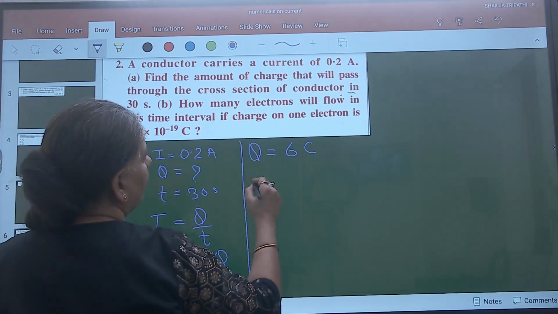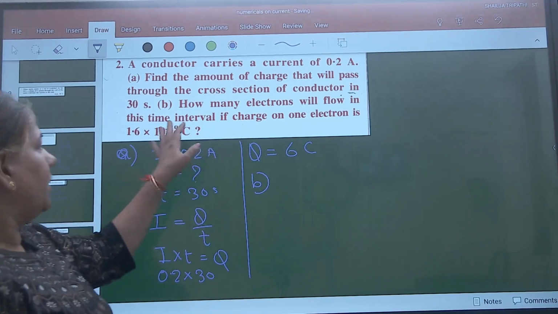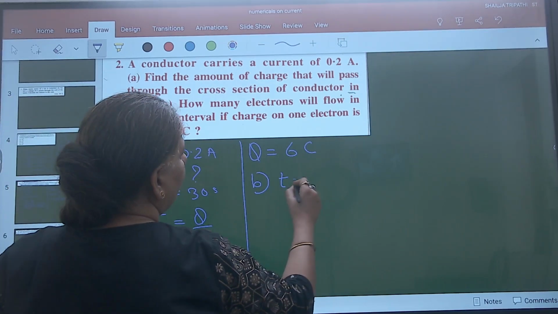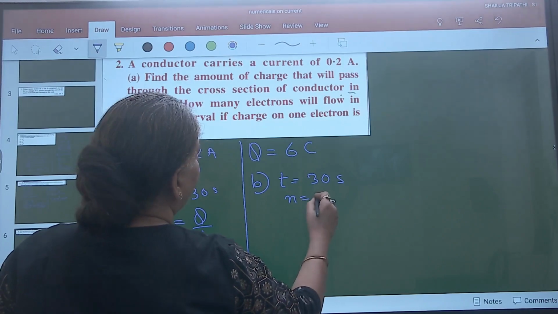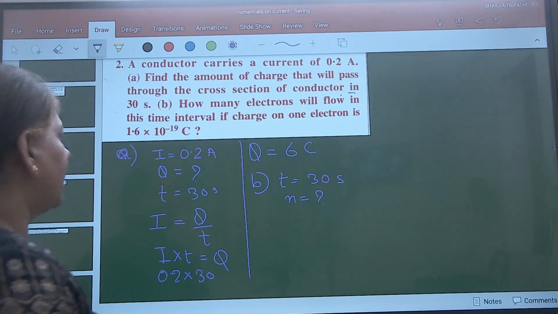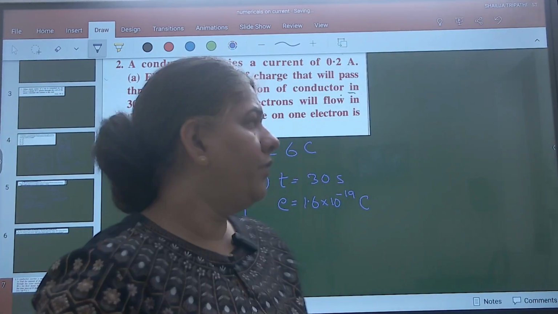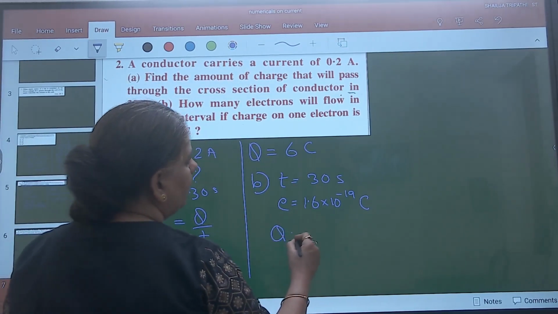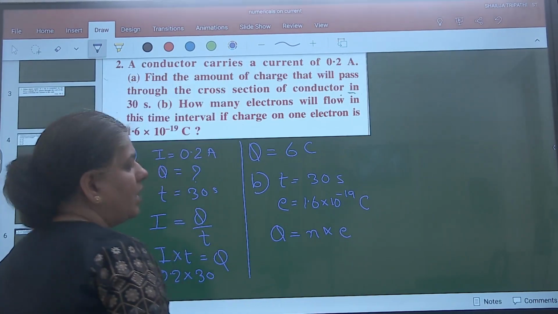Now let's see the second part. How many electrons will flow in this time? That is, time will be the same, t is equal to 30 seconds, and we have to find the number of electrons if the charge on one electron is given, that is, the value of E is given. So Q, that is total charge, is equal to number of electrons multiplied by charge on one electron.